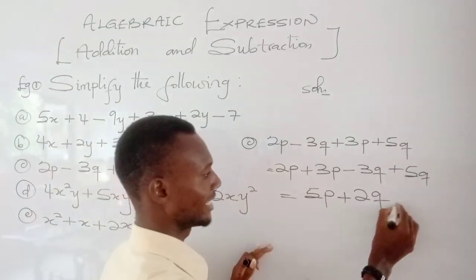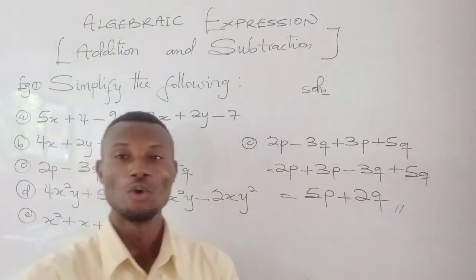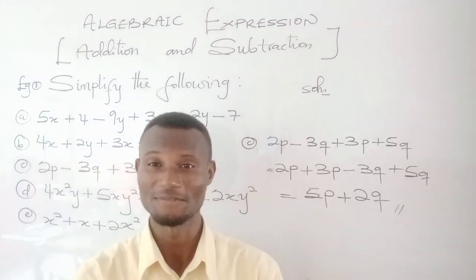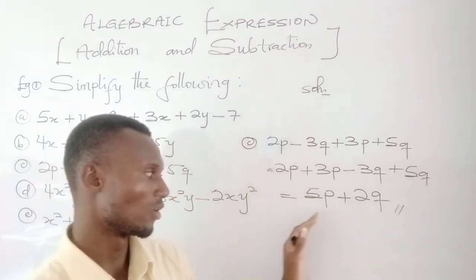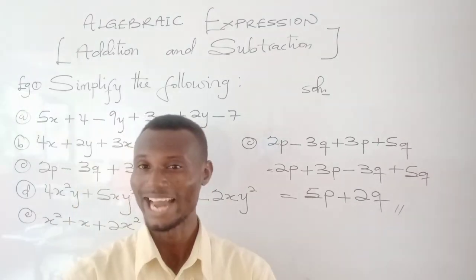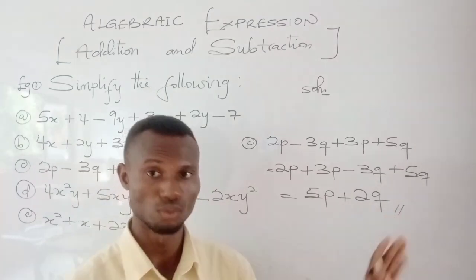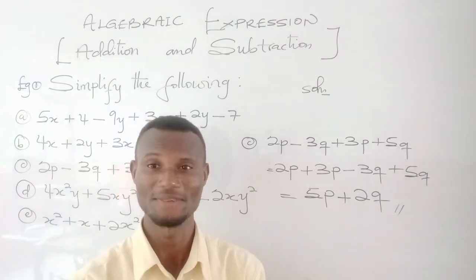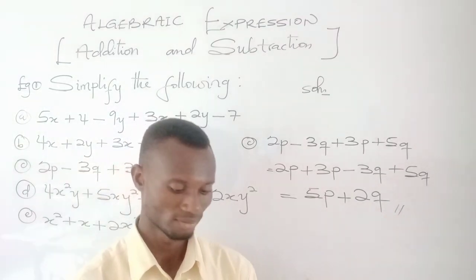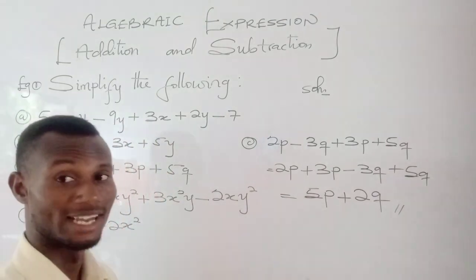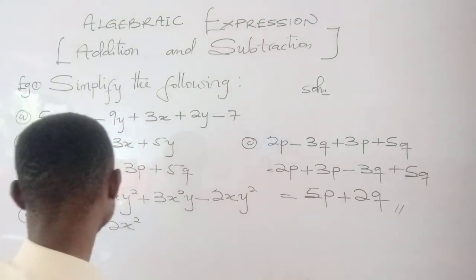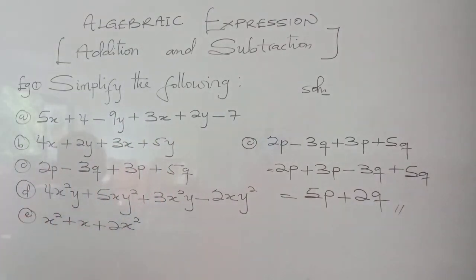Good. So this is our final answer, which we cannot simplify further because the variables are not like terms. This is p, this is q. We cannot simplify further. Okay, so this is our final answer. Now let's go ahead and tackle the d.